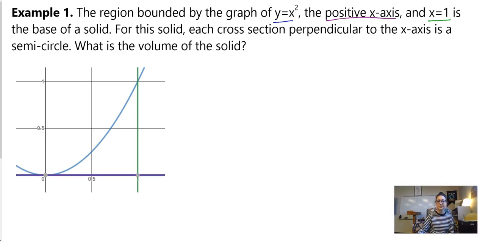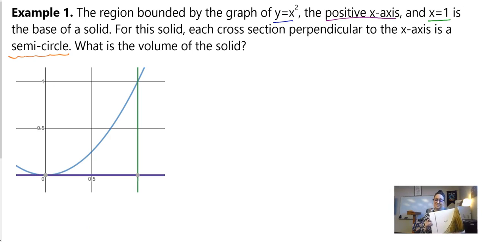And first, pause on your screen. You don't need to copy all the words. Just copy the equations that I underlined, copy the graph for me, and then do make a note that we are going to put semicircles onto this region. So go ahead and copy those pieces and then hit continue when you're ready to work this together.